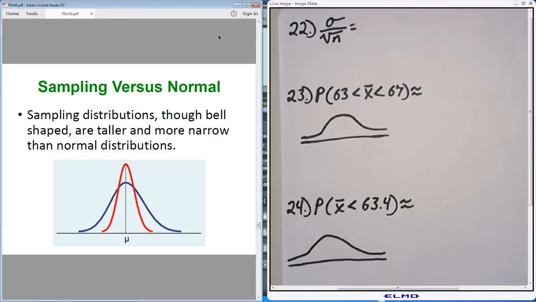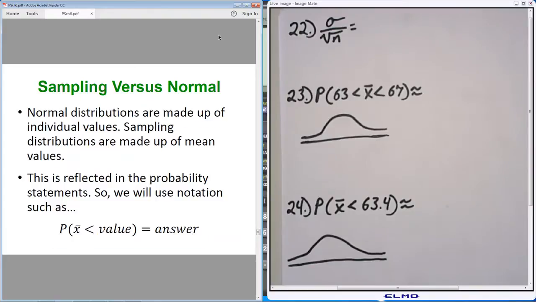Now, sampling distributions, even though they're bell-shaped, just like a normal distribution, are taller and more narrow. So the curve is taller and the sides are pushed in more. It's just like you've squeezed a normal distribution and the area has nowhere else to go, so it pushes out towards the top.